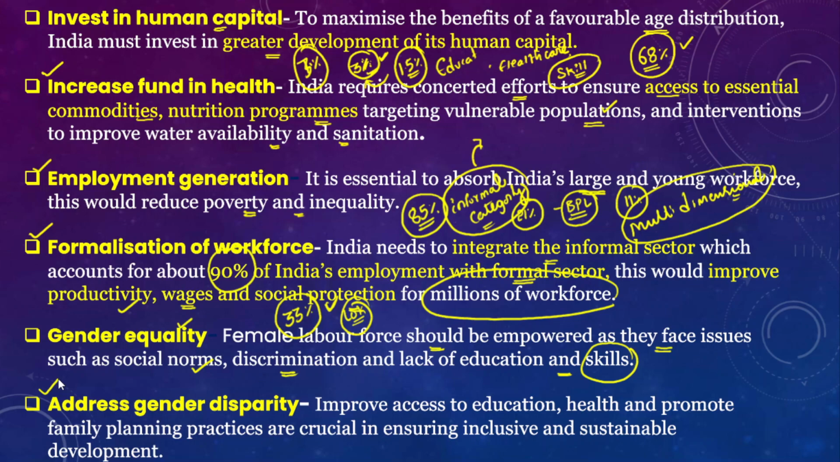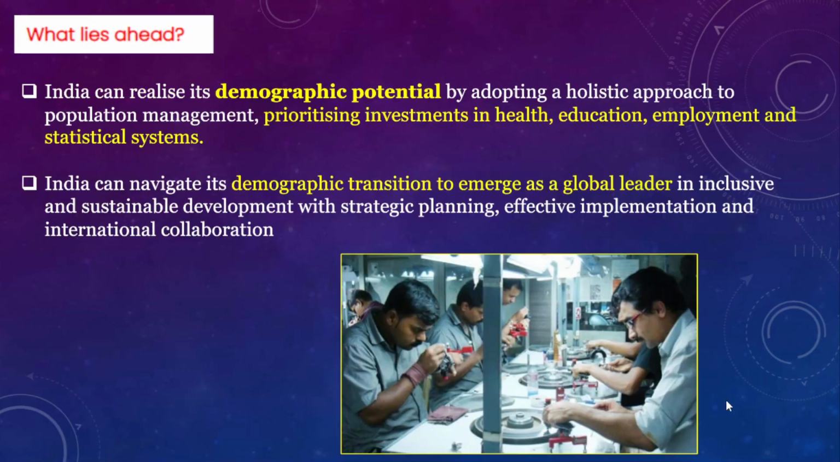After that, we need to talk about addressing the existing gender disparity as well. How can we address these gender disparities? By providing access to education, healthcare, and promoting family planning practices. They are very crucial in ensuring inclusive and sustainable development that has space for the inclusive development of women. So these are the measures that we need to take to leverage the existing demographic dividend.